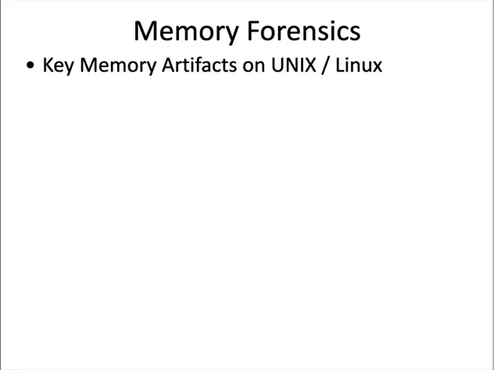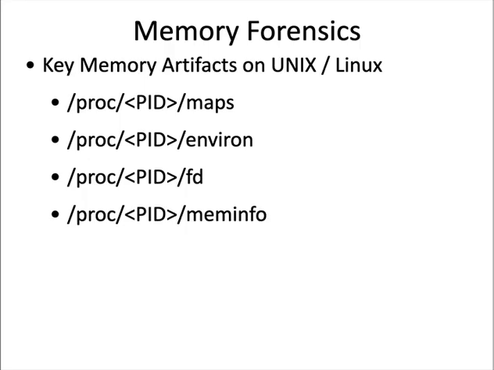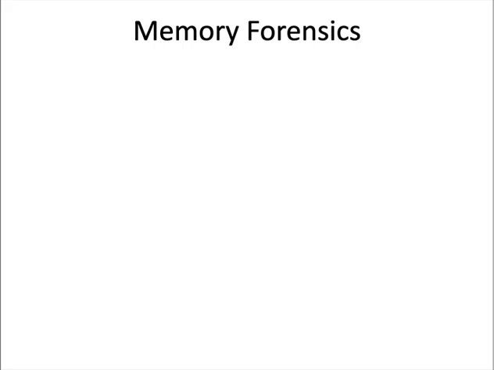So, some key memory artifacts on Unix and Linux would be the maps file, which is a layout of memory regions that can be found in /proc/ the numeric process ID. There can be environment variables. There can be file descriptors, and what a file descriptor is, is information about a file that is being written and or read on the system. We can get memory info about memory that is being used by the process.